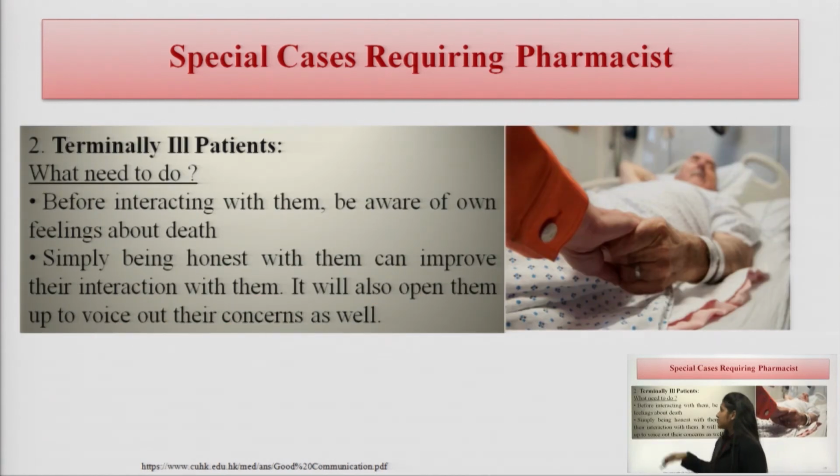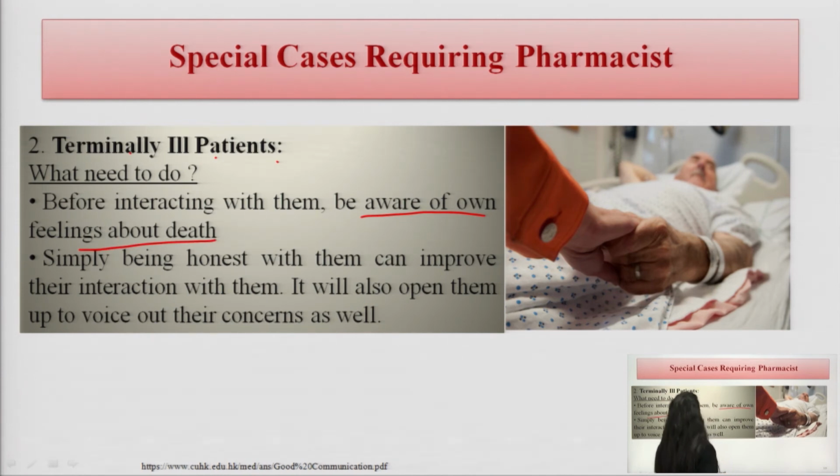Another special case is the terminally ill patients. Terminally ill patients, we can say, are patients who are near death, suffering from a very severe or chronic condition. For these patients, what a pharmacist can do is understand and be aware of their own feelings about death. What would they feel if they were near death? So they should be aware of their own feelings about death, and in that manner they can interact.